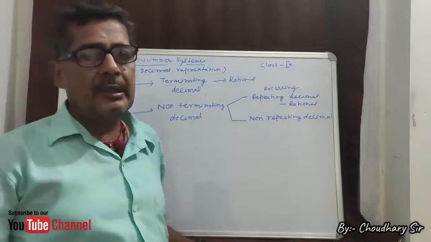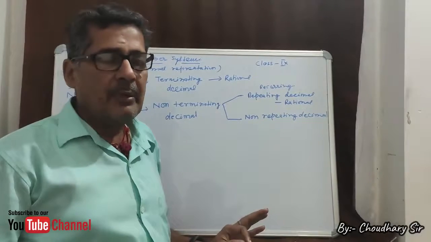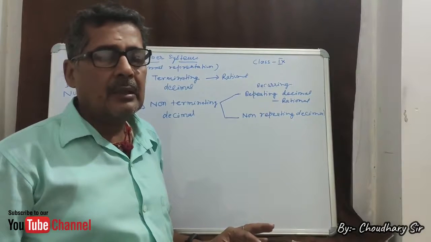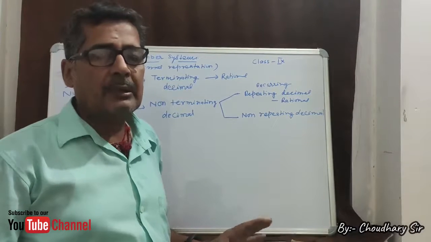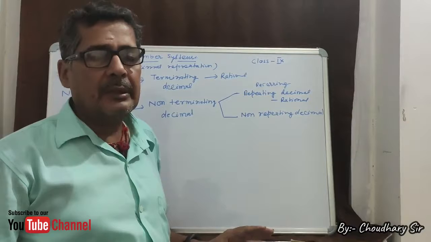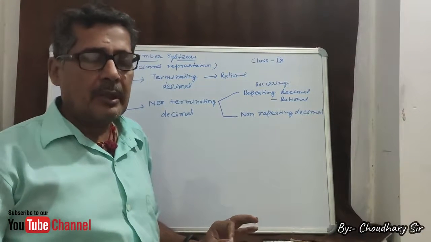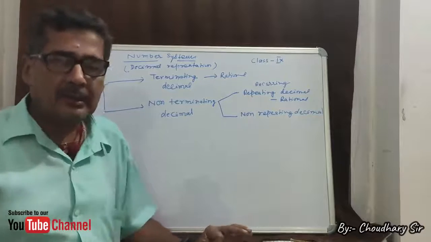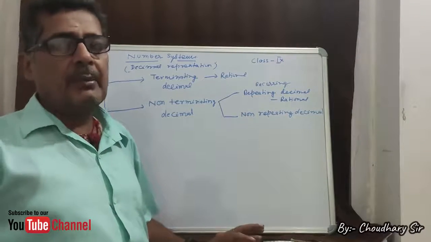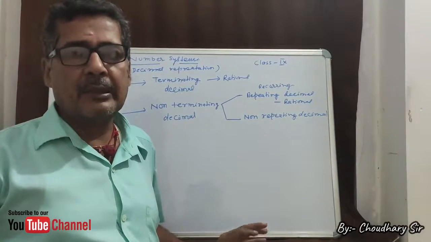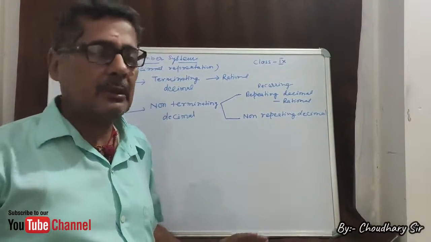If you divide any number by any divisor, then after some decimal digits, the remainder becomes 0. If after certain steps the remainder is 0, then that decimal representation is called a terminating decimal number.